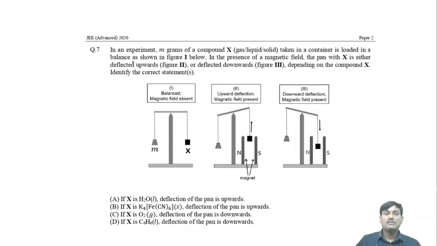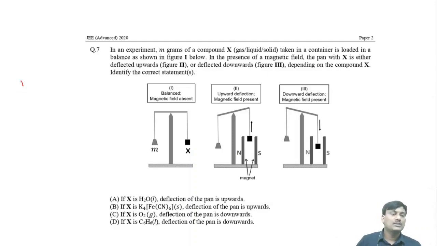In an experiment, m grams of a compound X, may be gas, liquid, solid, taken in a container, is loaded in a balance as shown in figure 1 below. In the presence of a magnetic field, okay, these are magnetic fields, the pan with X is either deflected upward or deflected downward. Okay, in figure 2 there is an upward deflection. In figure 3, there is a downward deflection. Depending on the compound X, identify the correct statements.